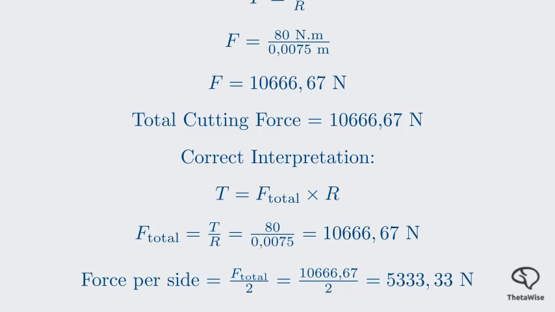Therefore, our calculated value of 106.66667 newtons is the total cutting force. This means that the cutting force on each side would be half of this, which is 533.33 newtons. So, based on standard physics principles, the total cutting force is 106.66667 newtons, and the cutting force on each side is 533.33 newtons. This completes question 2.